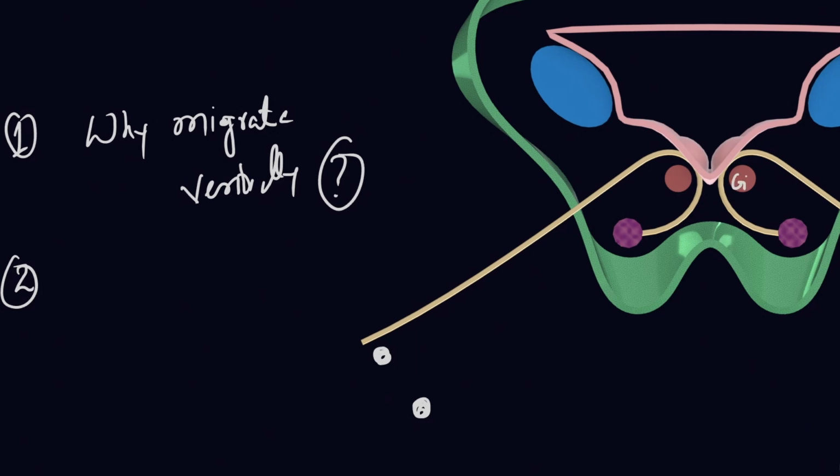Here, the general somatic efferent is the abducens nucleus. In the medulla, the general somatic efferent is the hypoglossal nucleus. In the medulla, the special visceral efferent is the nucleus ambiguus. But here, the special visceral efferent is the facial nerve proper nucleus.